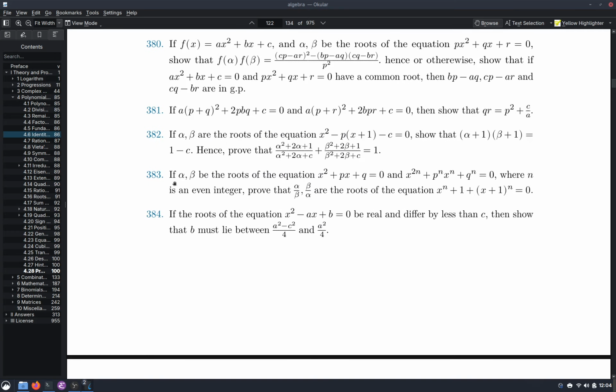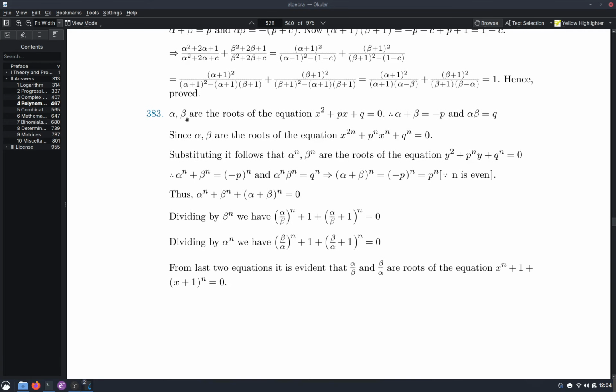Question 383 says that if alpha and beta are the roots of the equation x^2 + px + q = 0 and x^(2n) + p^n x^n + q^n = 0, where n is an even integer, prove that alpha/beta and beta/alpha are the roots of the equation x^n + 1 + (x+1)^n = 0.